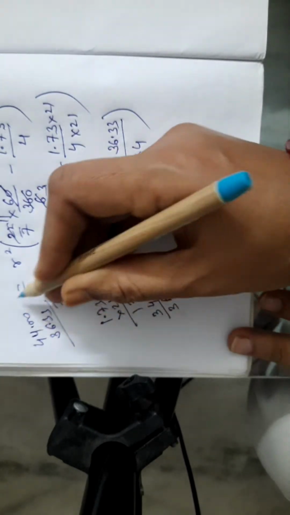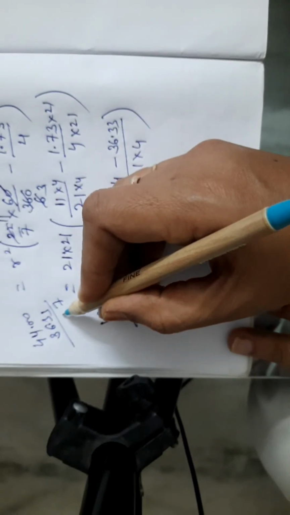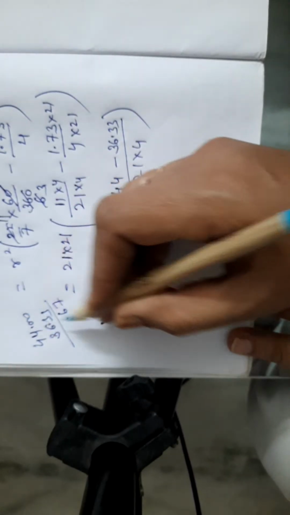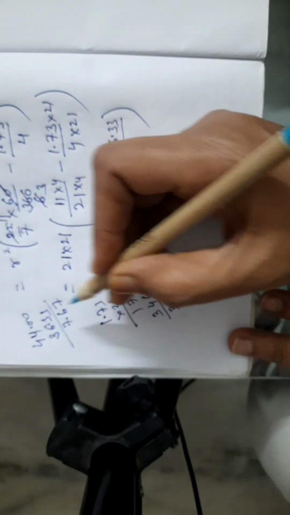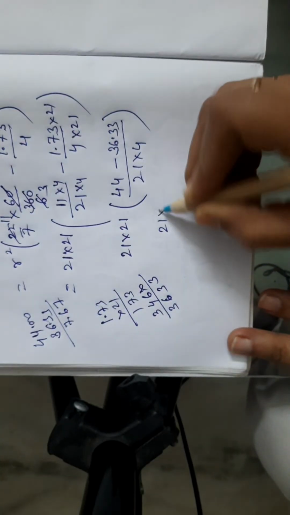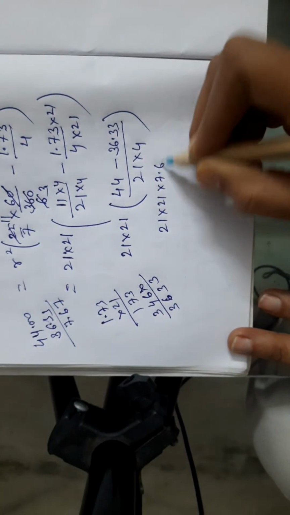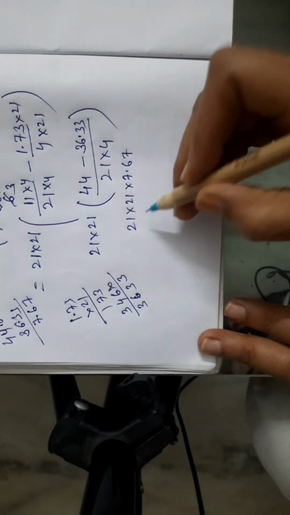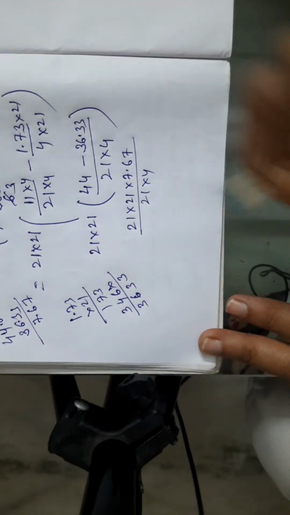So it's 7.9 minus 3.6, 13 minus 6 is 7. So 7.67 whole divided by 21 multiplied by 4.